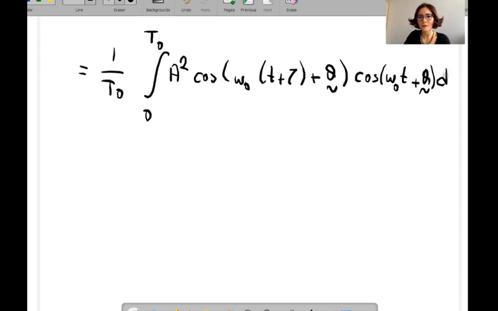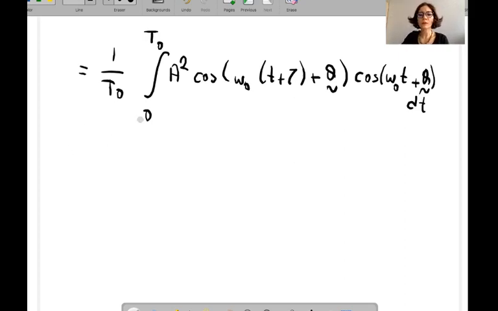This is where my whiteboard stops. Okay. I should change the settings, I guess. Okay, so the dt is here. All right, so now let's calculate this integral.